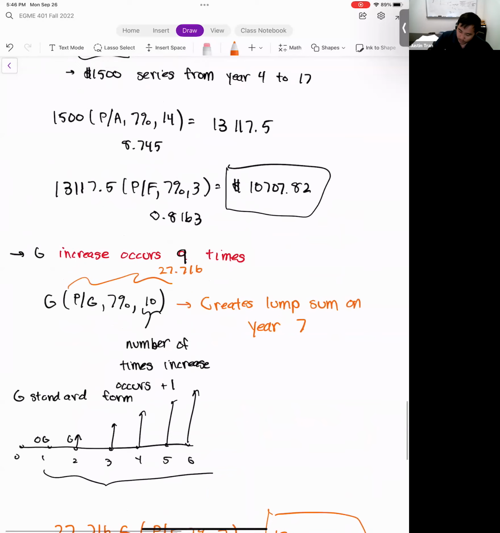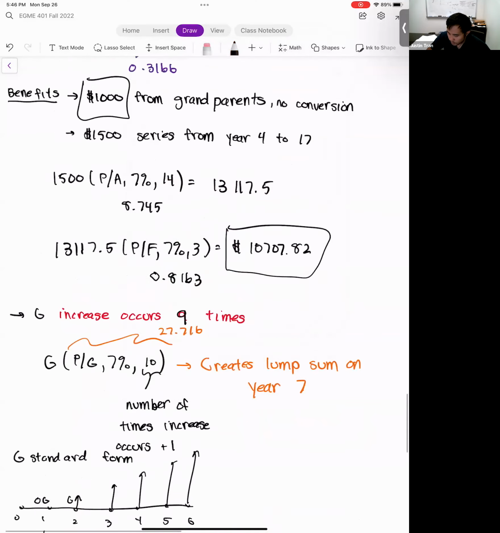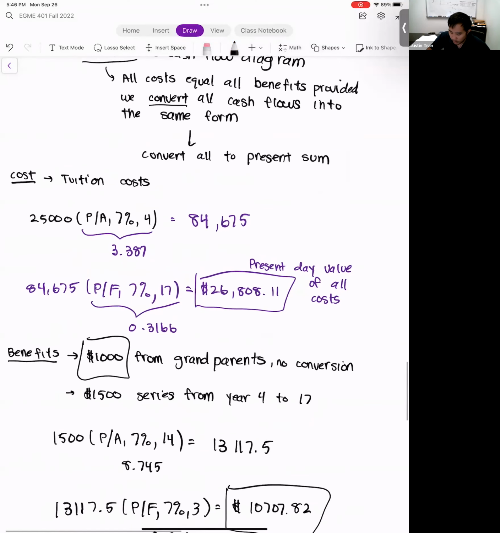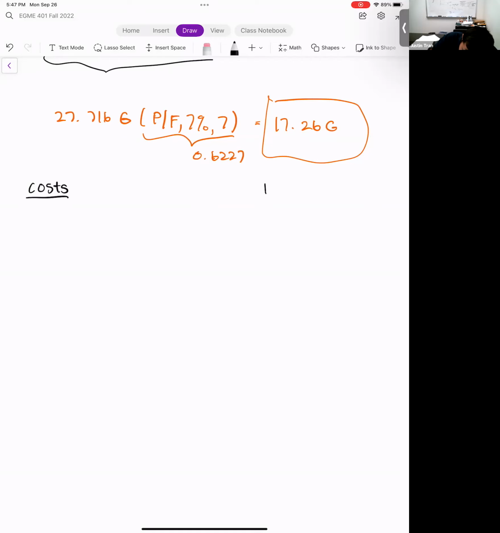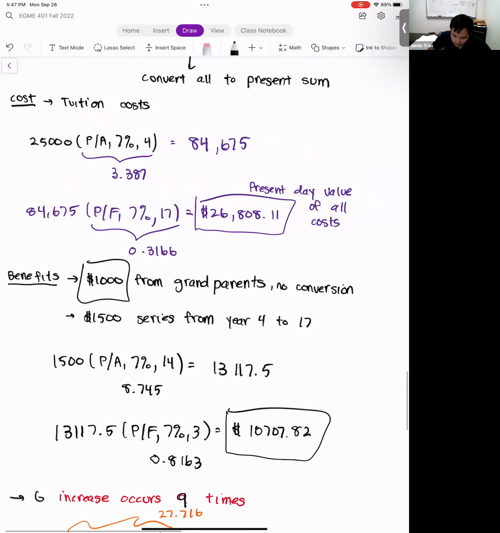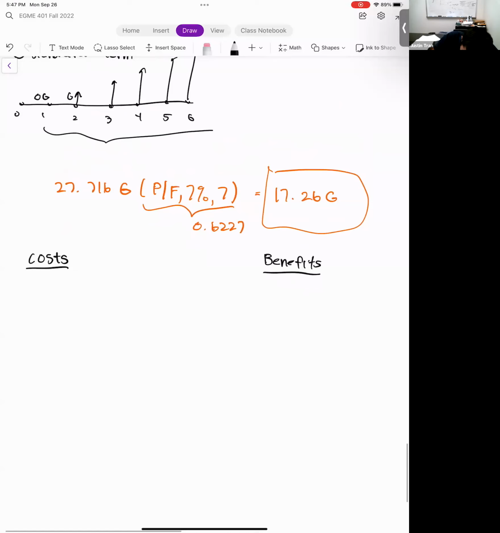Okay. So now that we've converted all the cash flows into present sum format, we can go ahead and put them all together. Okay. And so on one side, we're going to have all the costs. On the other side, we're going to have all the benefits. Okay. And so the cost, we only had one. So our cost is going to be $26,808.11.